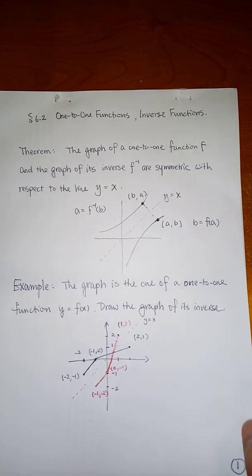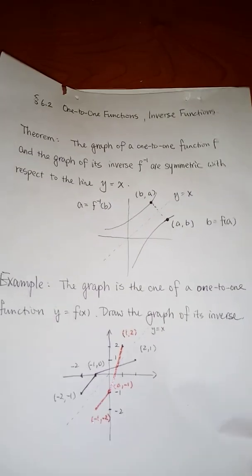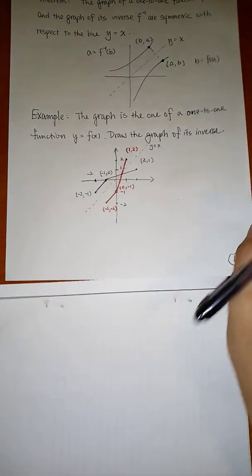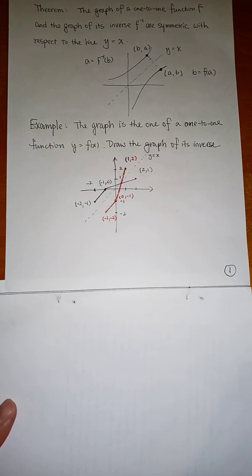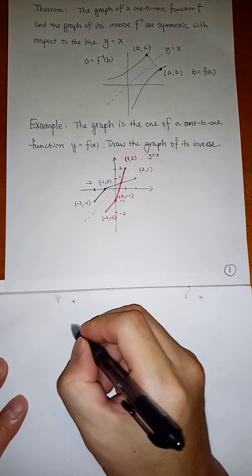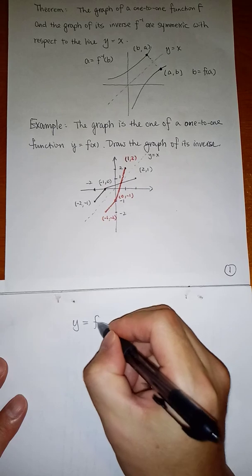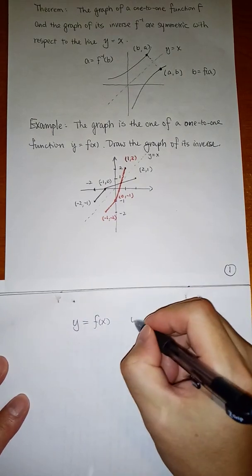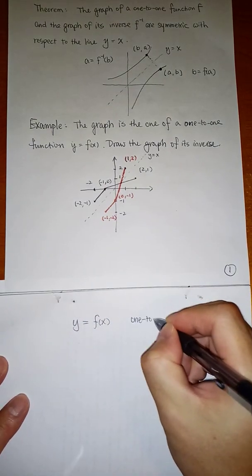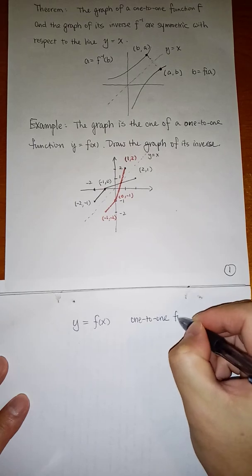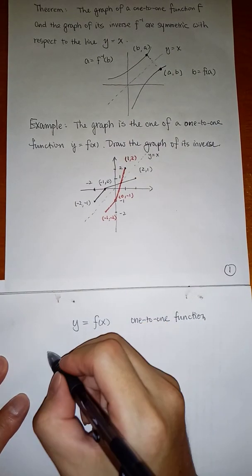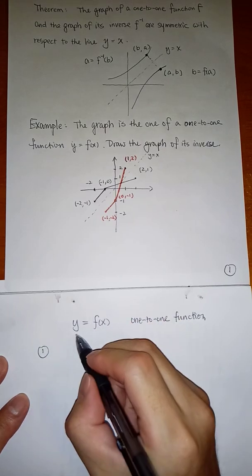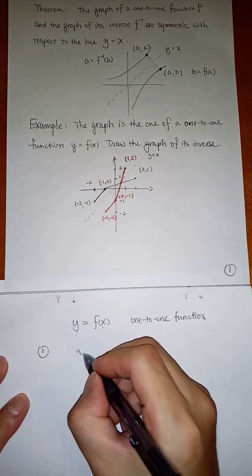Now let's find a way to find the formula of the inverse. How do we find the formula? We start from y equal to f(x), a one-to-one function. Step 1: exchange x and y.